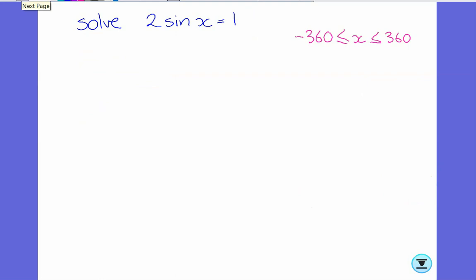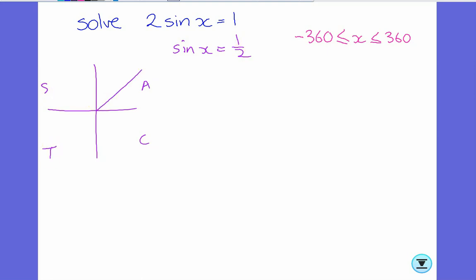All right, so here's a slight variation, and you have to get it so it's just the ratio. So sine x is equal to a half. And this is my range we're looking at. So we draw a CAST diagram. Sine values are positive, so they're all positive there, and sine are positive there. Inverse sine of a half is 30.